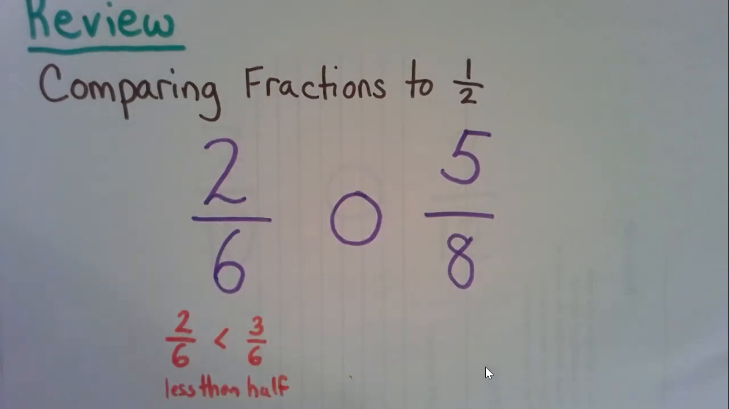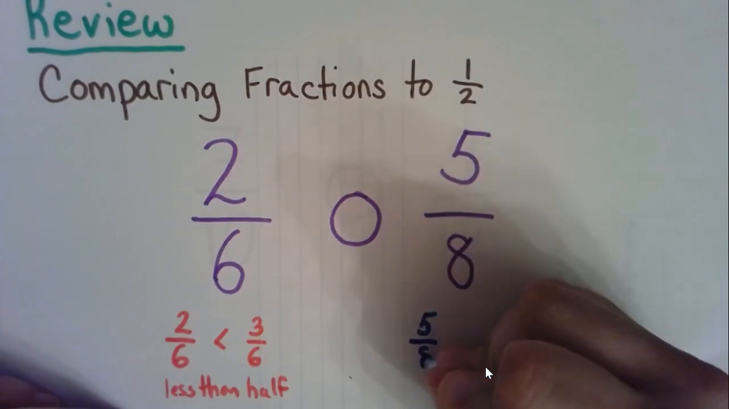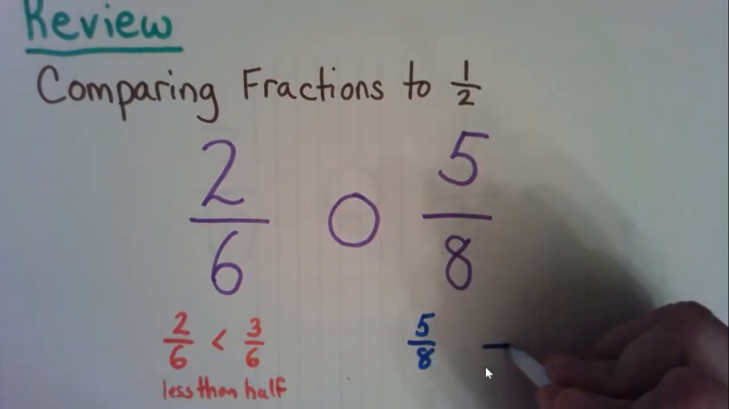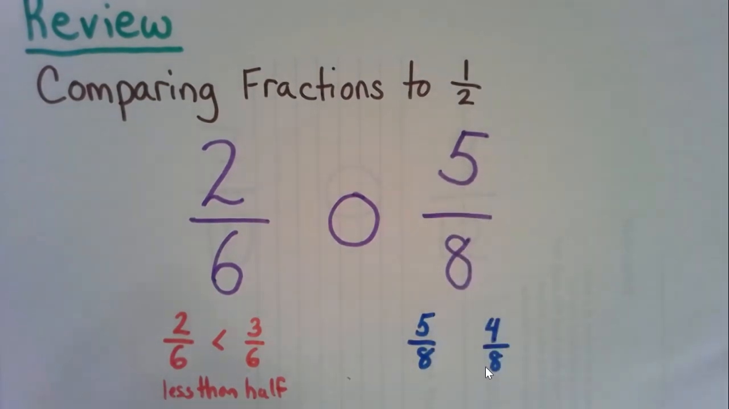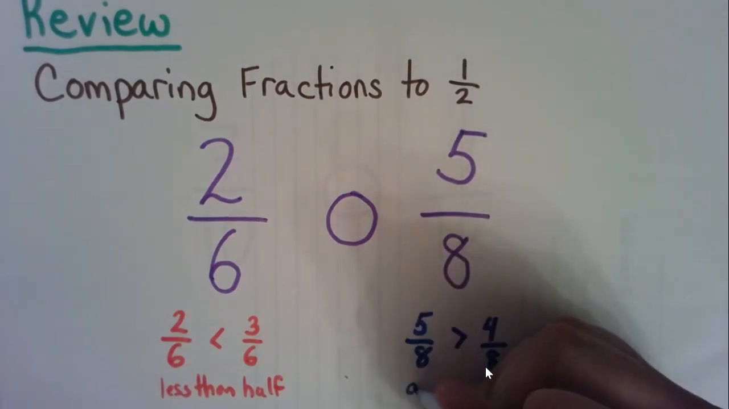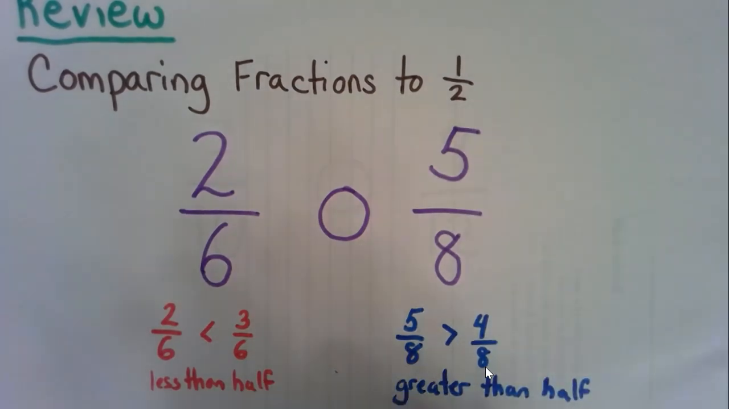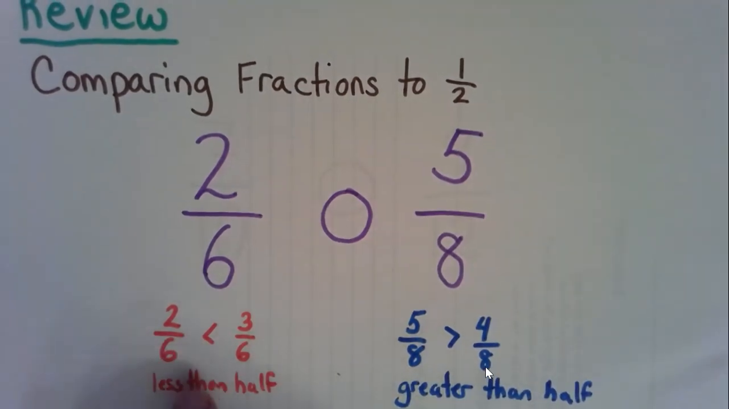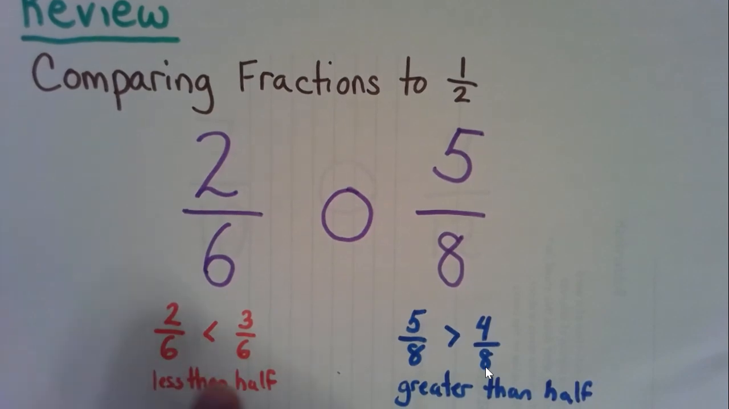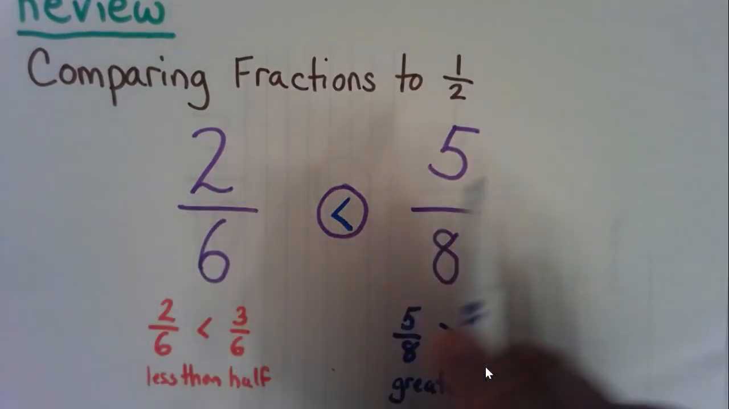On the other hand, when we work with 5/8, we can ask ourselves, okay, what's a fraction equivalent to 1/2 that has a denominator of 8? And we know that that's going to be 4/8. 5/8 is greater than 4/8. So we know that 5/8 is greater than half. So since 5/8 is greater than 1/2, and since 2/6 is less than 1/2, we know that 2/6 is less than 5/8.